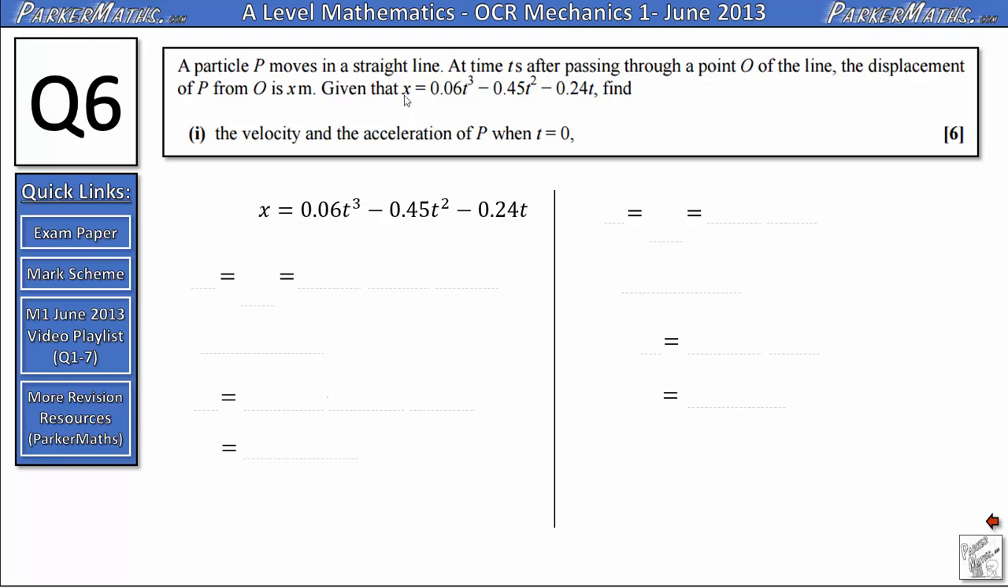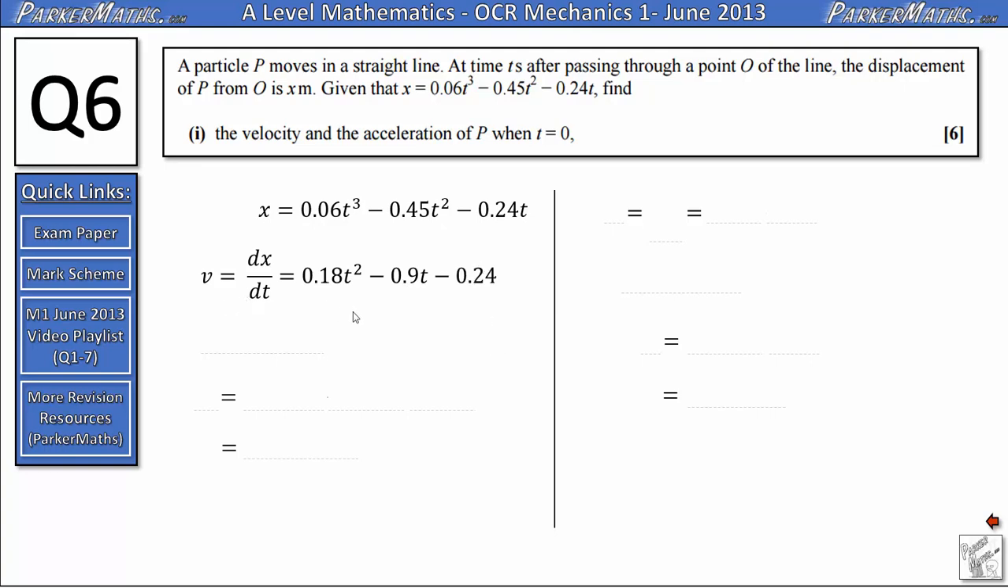If we want to find the velocity of a particle and we know the displacement, what we need to do is differentiate, because velocity is defined as the rate of change of displacement. How quickly is my displacement changing? To differentiate the first term, we multiply the coefficient by 3, that gives us 0.18 and we get t squared. For the second term, we multiply the coefficient by 2, that gives us 0.9, so we get minus 0.9t. And for the third term, we drop the t to get minus 0.24.